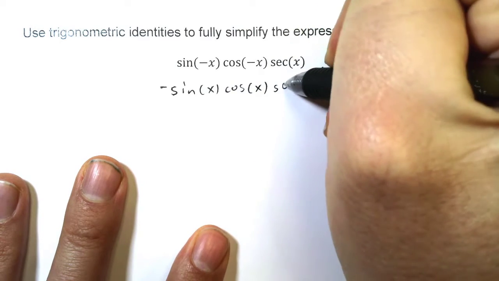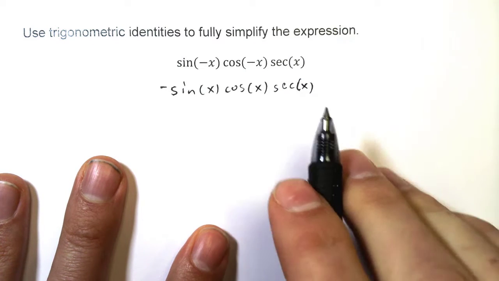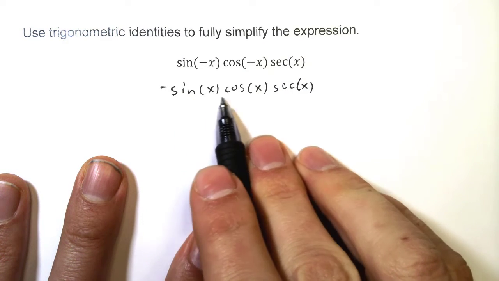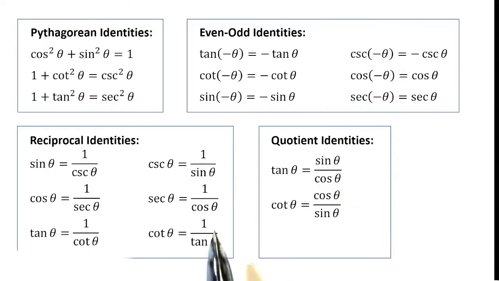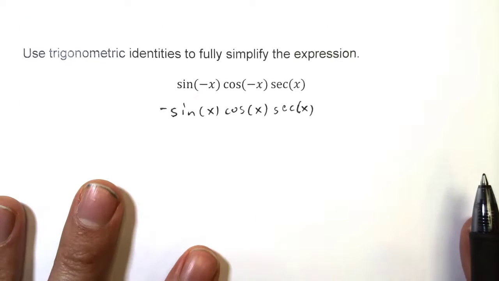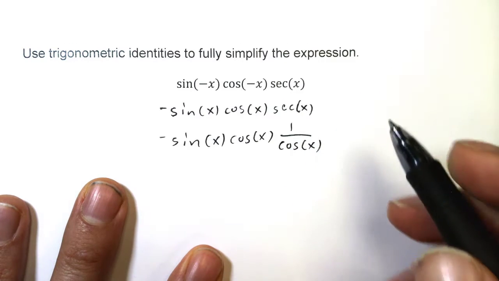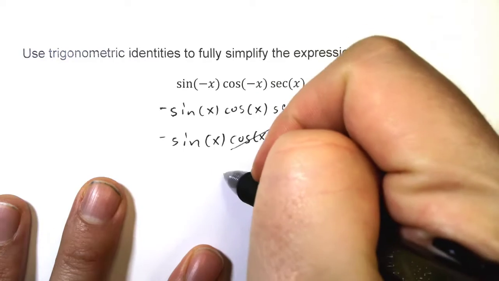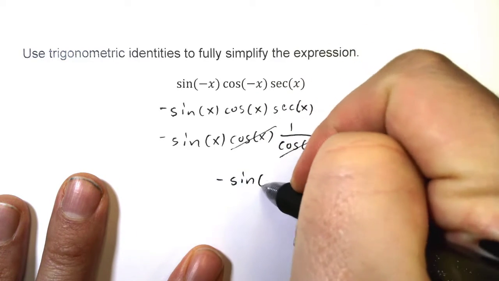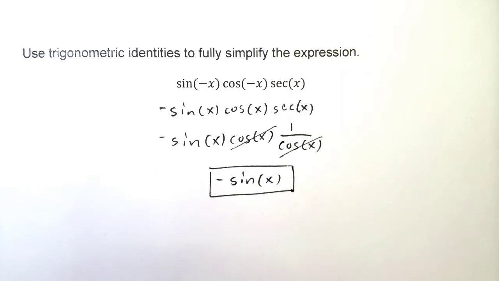And then I have secant x. Okay, what can I do next? Well, I'm not sure what I could do with any of this stuff, but I know that secant x appeared over here. Secant is the same as 1 over cosine, so let's use that. Oh, now I see. I can cross these off. I got one in the numerator, one in the denominator, and so the entire expression simplifies to minus sine x. That's as simple as this is going to get.